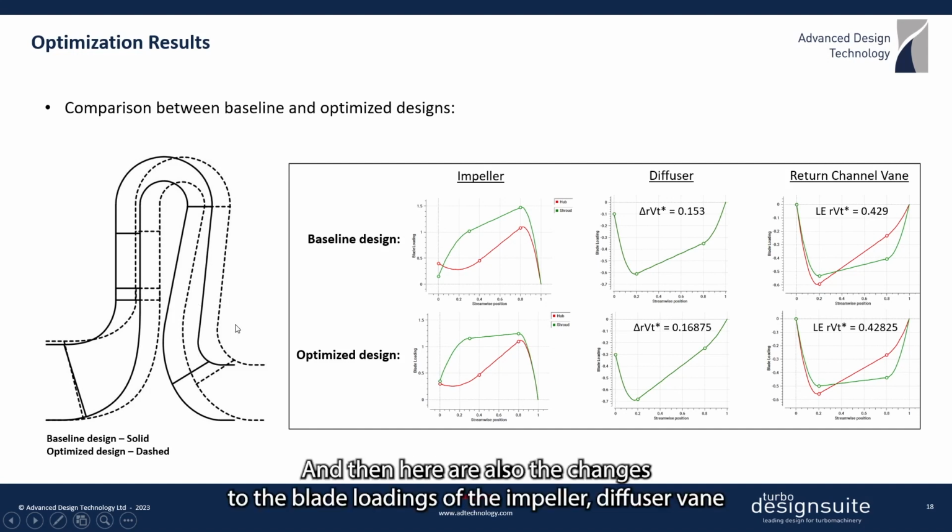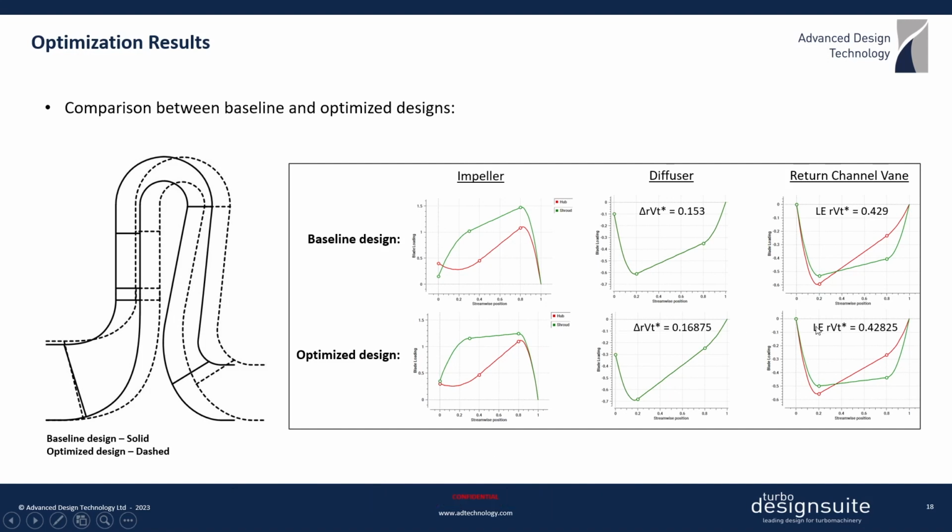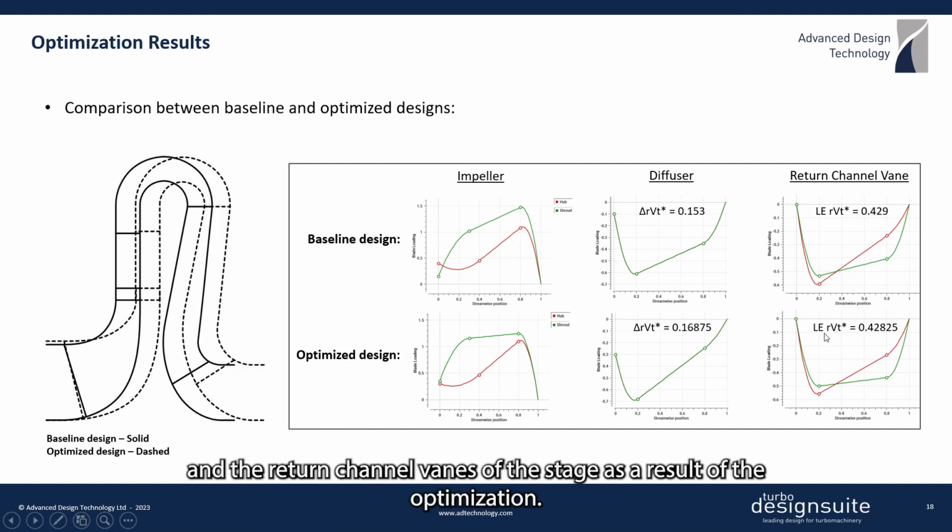And then here are also the changes to the blade loadings of the impeller, the diffuser vane, and the return channel vanes of the stage as a result of the optimization.